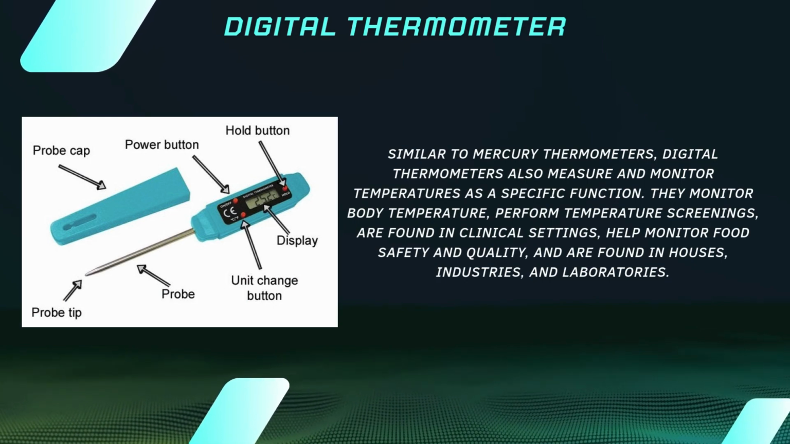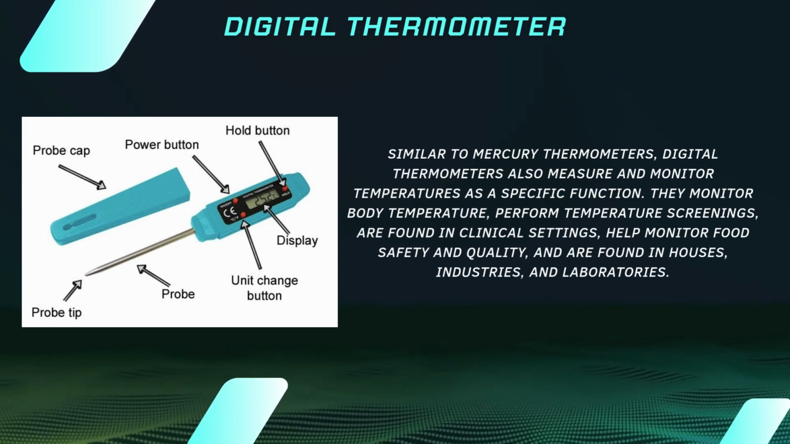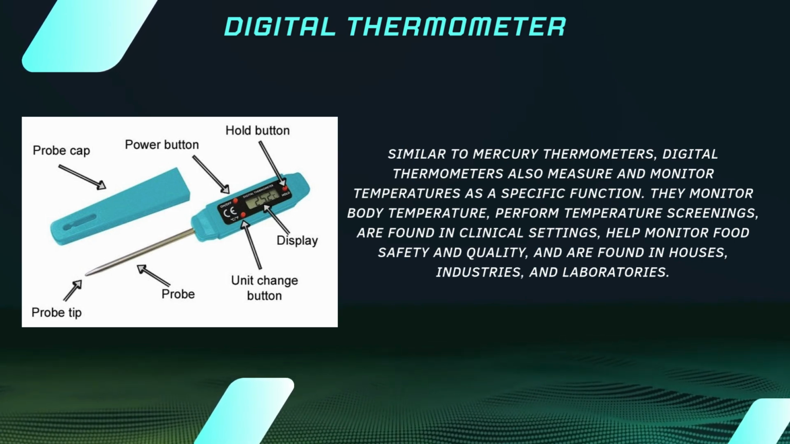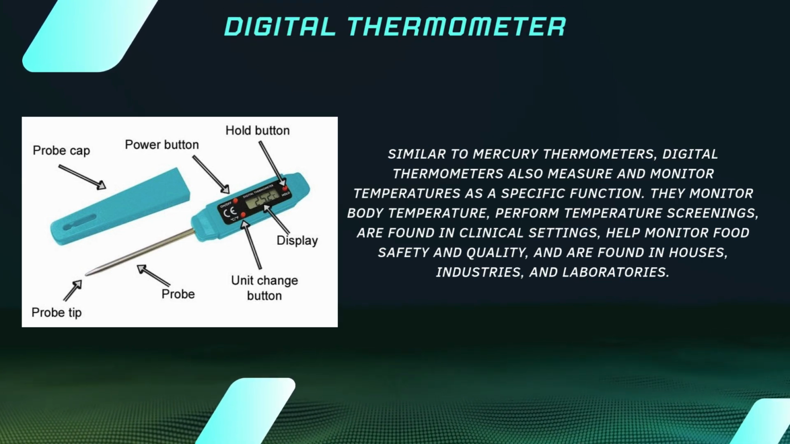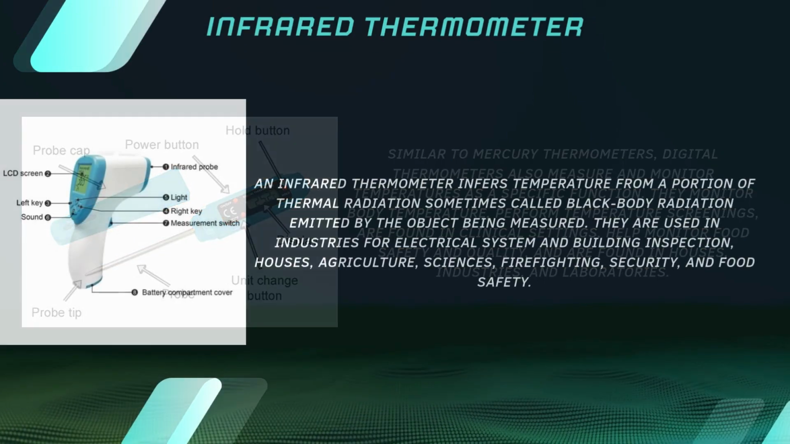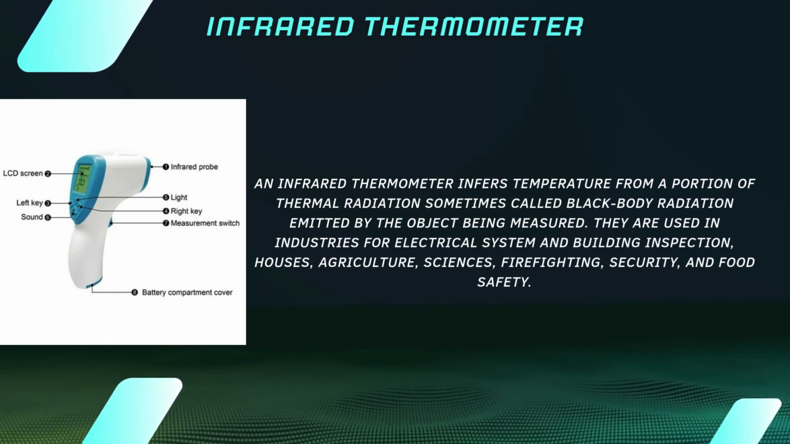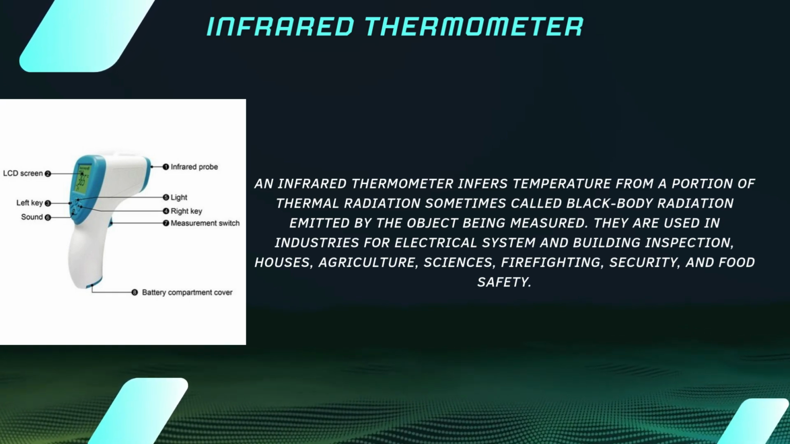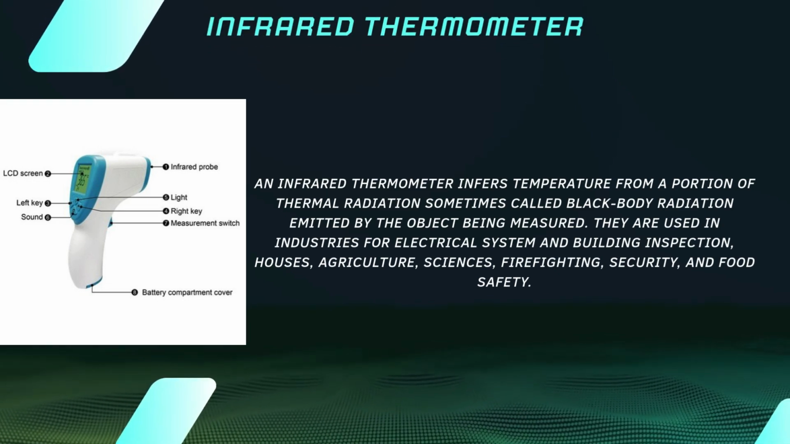Similar to mercury thermometers, digital thermometers also measure and monitor temperatures as a specific function. They monitor body temperature, perform temperature screenings, are found in clinical settings, help monitor food safety and quality, and are found in houses, industries, and laboratories. An infrared thermometer infers temperature from a portion of the thermal radiation, sometimes called black-body radiation, emitted by the object being measured.